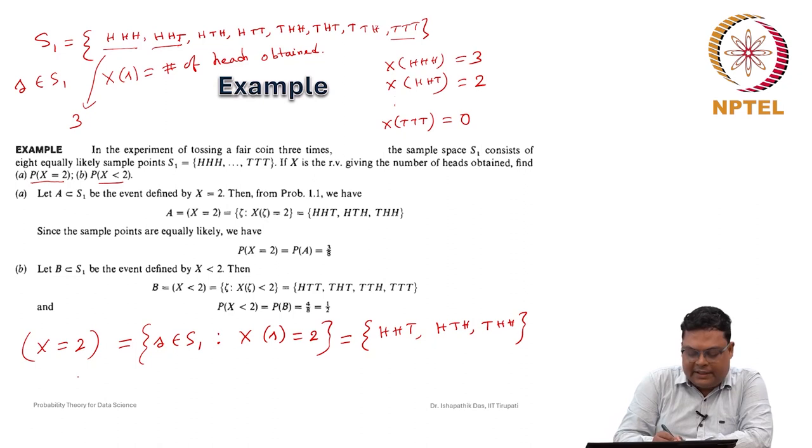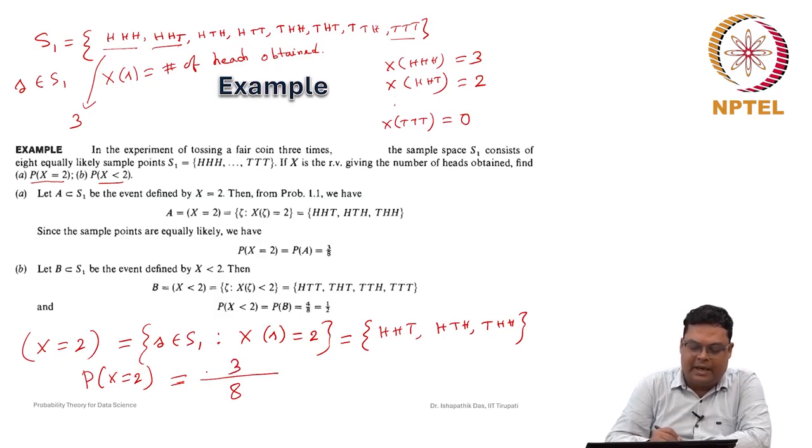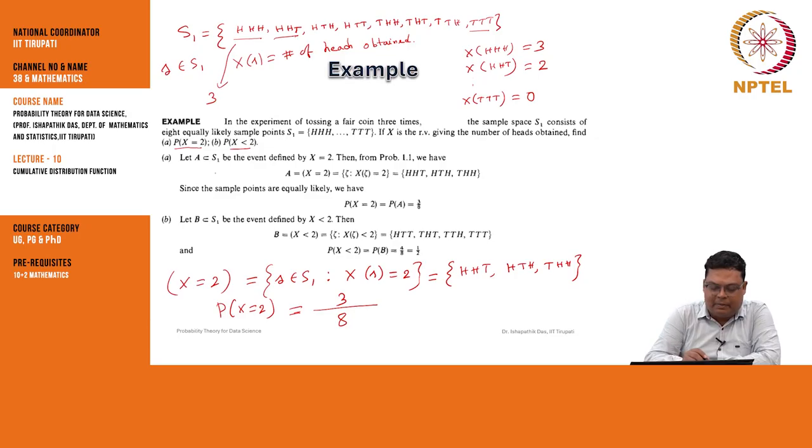Then what will be the probability that x is equal to 2? By the classical approach, since all are equally likely by assumption, there are a total of 8 possible ways, and x equal to 2 can come in 3 possible ways. So it is nothing but 3 by 8. This is explained here: let A be the subset of S 1 given by the event x equal to 2, which we have already computed. Since the sample points are equally likely, the probability of x equal to 2 is 3 by 8.